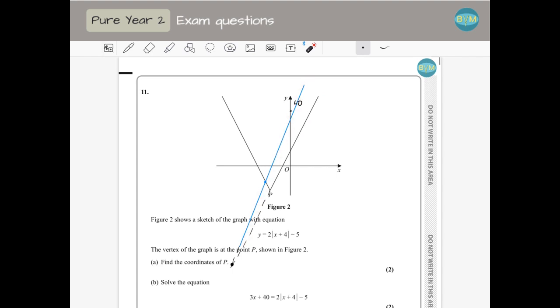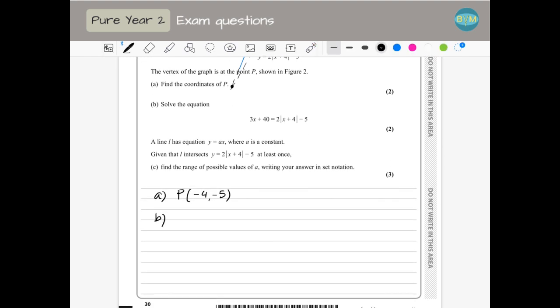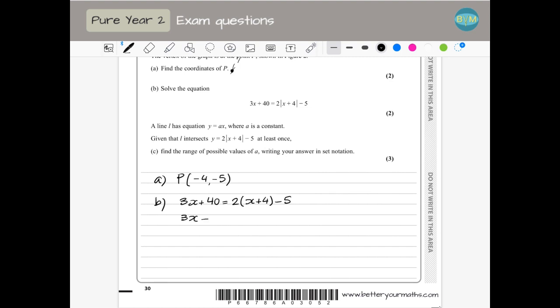But let's check that without thinking about it in advance. We are going to see how we can work that out without doing the sketch. So I have 3x + 40, and the positive version of my modulus function is going to give me one solution, and then I'm going to do the negative version. So when I do that, I have 3x + 40 = 2x + 8 - 5, which means that x is going to be 8 - 5, 3, and minus 40, minus 37. So this is one solution.